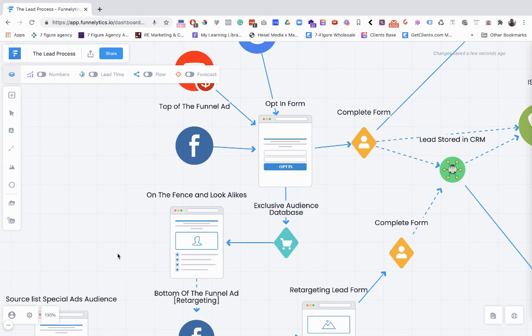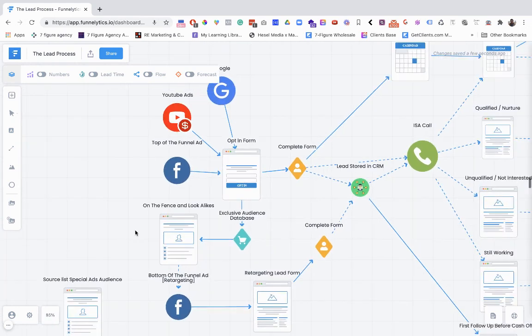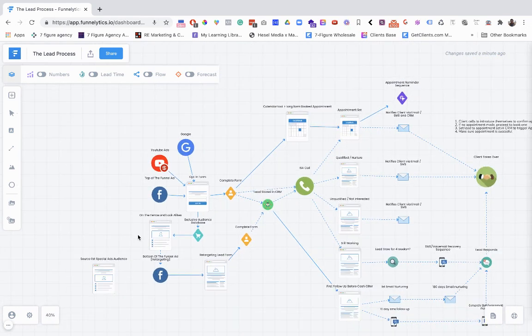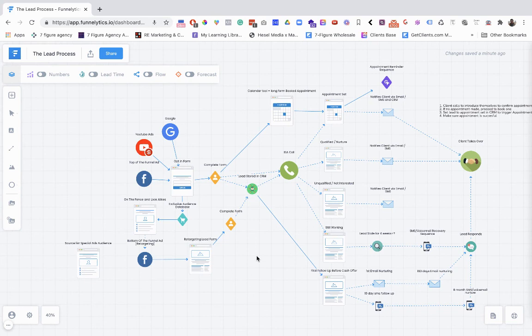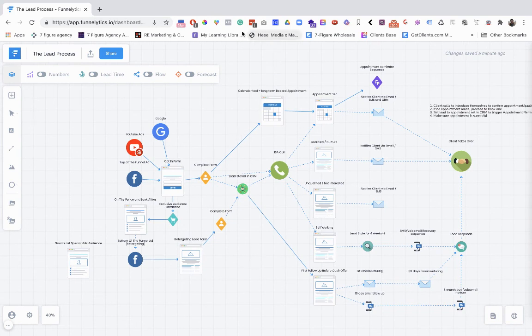But this is exactly how it works, and this is the flow that you're going to have as a real estate investor whenever you come into the program. And that's a very high-level view.